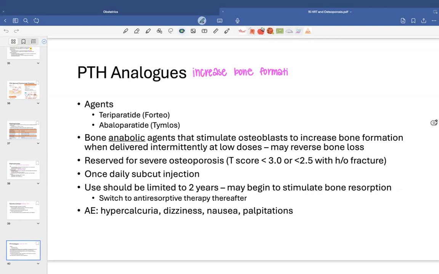So PTH analogs, teriparatide and abaloparatide, reserve for your most brittle patients and for a period of 2 years. Side effects include hypercalciuria, increased calcium in the urine, dizziness, nausea, and palpitations.